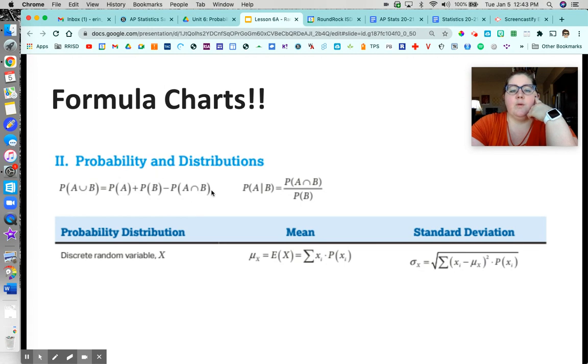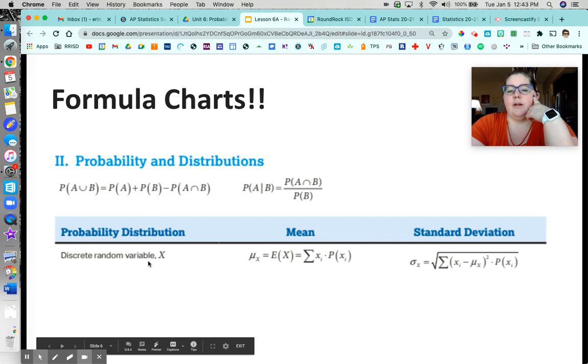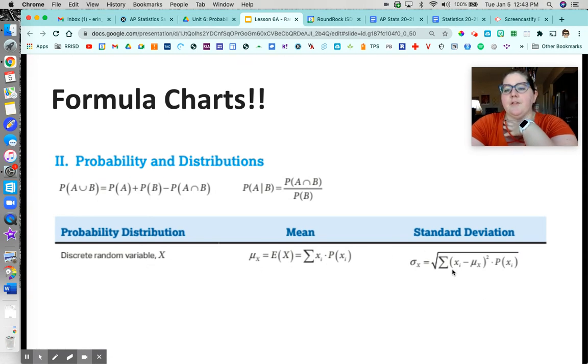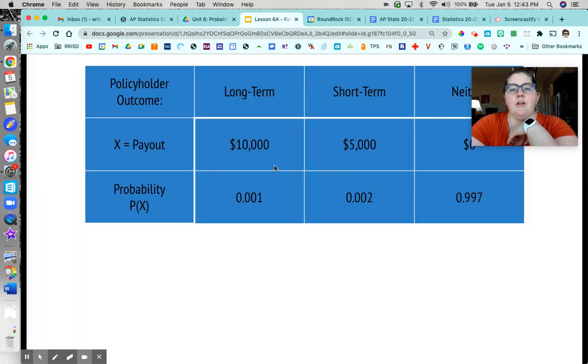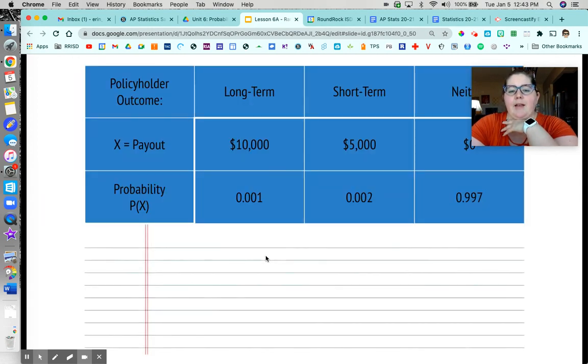These top 2 are ones that we've talked about already. So in this little table, we see discrete random variable. They give us a formula for mean and then a formula for standard deviation. And they look kind of complicated, got some symbols in there, but they're really not as bad as they look. So let's use them. So here's our little table. We're going to start by finding the mean.